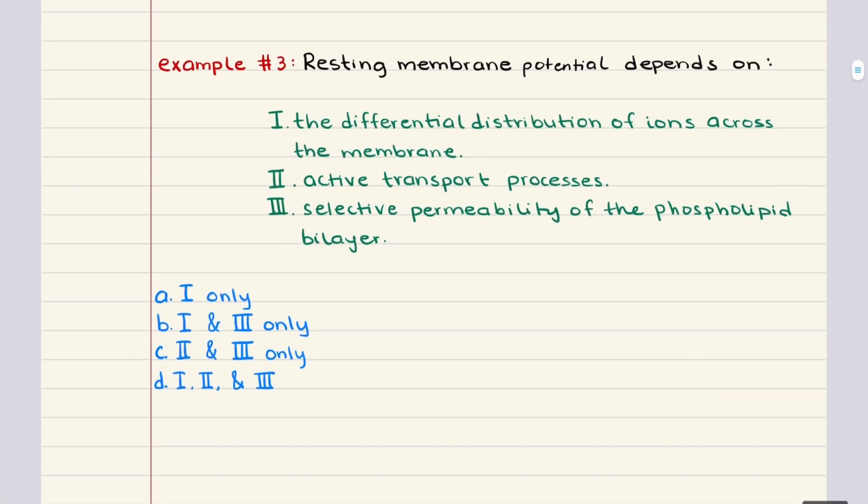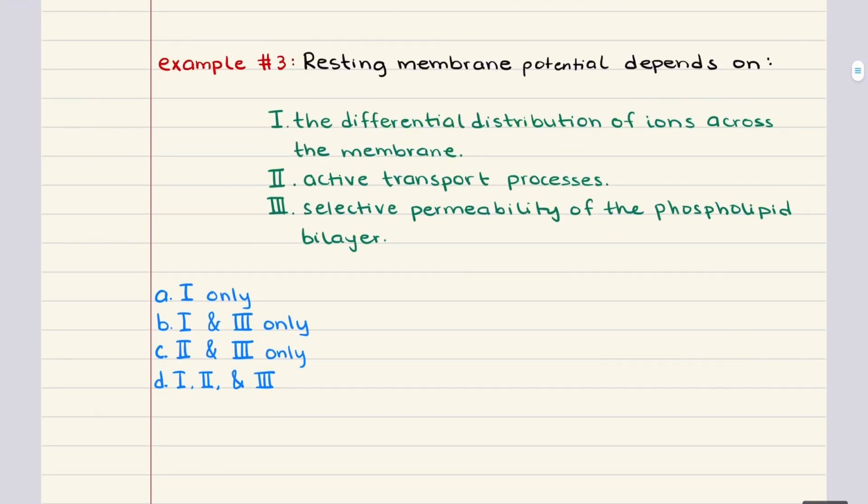Problem 3 says, resting membrane potential depends on blank. Statement 1 says, the differential distribution of ions across the membrane. 2 says active transport processes. And 3 says selective permeability of the phospholipid bilayer. Okay, so let's recall what we learned in lecture about the factors that establish and maintain the resting membrane potential.